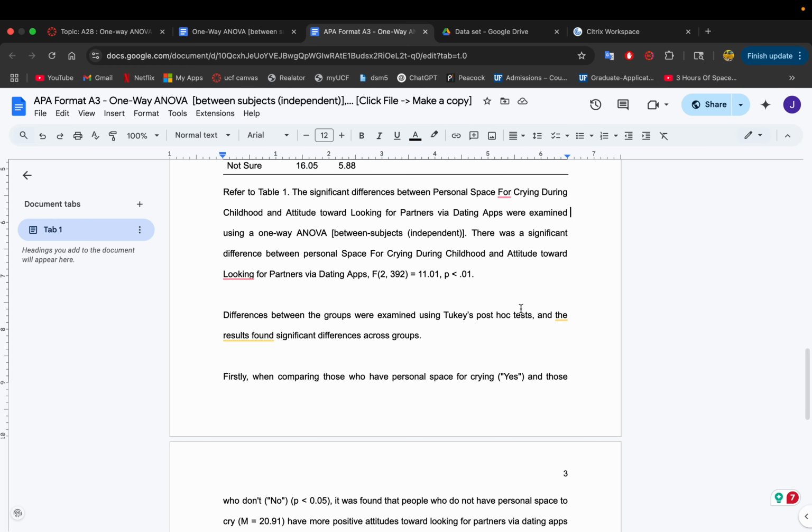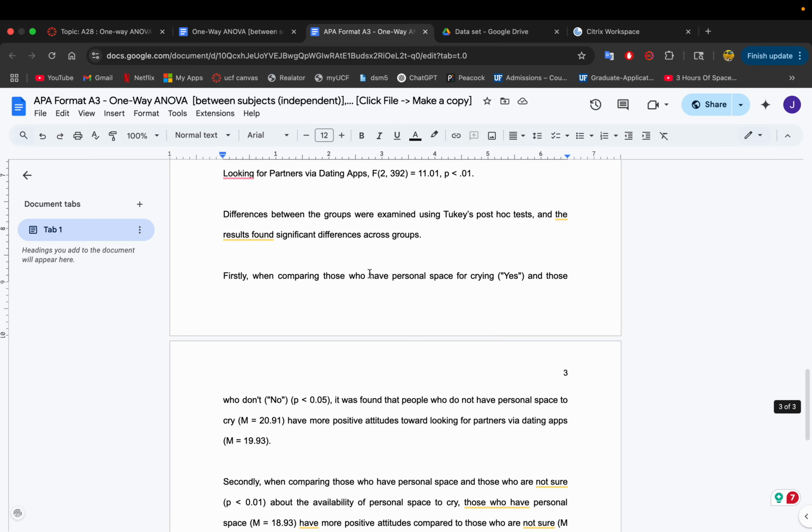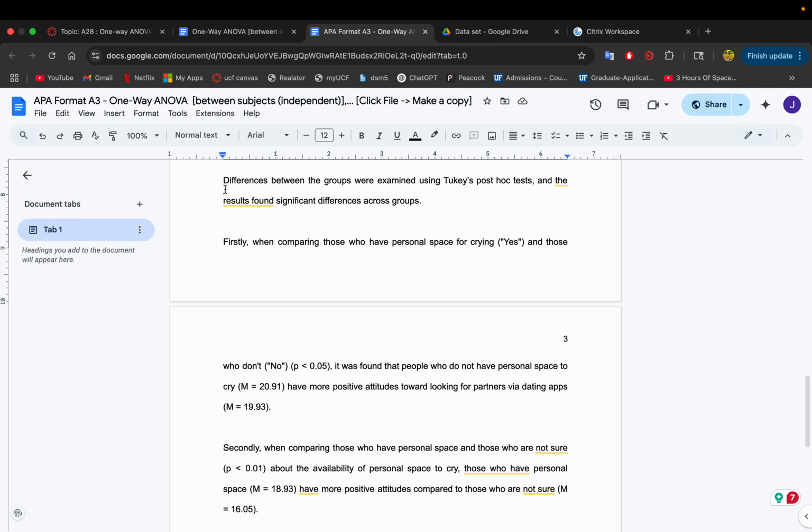There was a significant difference between personal space for crying during childhood and attitude towards looking for partners via dating apps. The F value is going to include the within groups and the between groups N value, and then it's going to equal the actual F value that we found before. And then P is going to be less than 0.01, saying that there was a significance between the two variables. The second sentence is going to be differences between the groups were examined using Tukey's post hoc tests, and the results found significant differences across groups.